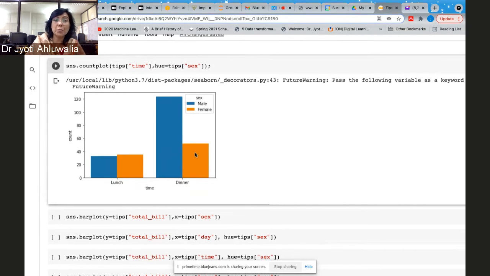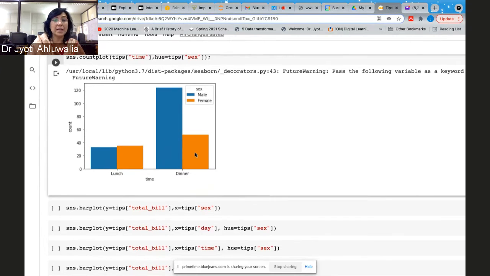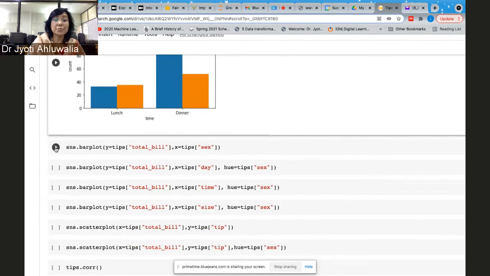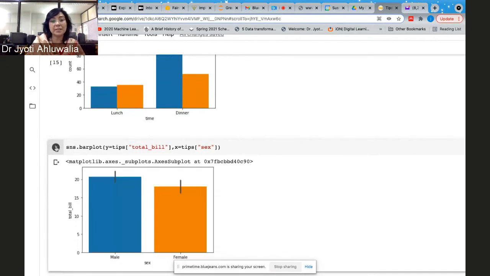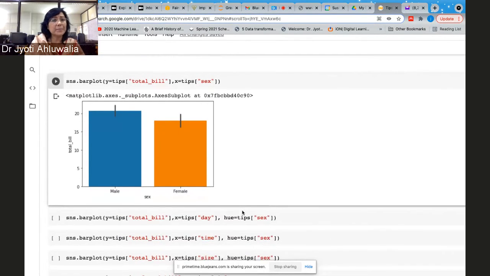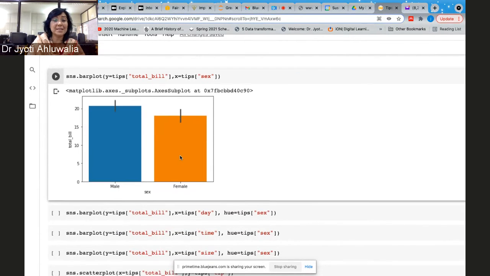That means at the restaurant, more male members are coming for dinner. So you see how each plot is giving us so much information. Again, bill size. Are males paying more or females paying more? It seems males are paying more, a higher bill amount. They're having maybe a more hearty meal or a more expensive meal at the restaurant than the females.